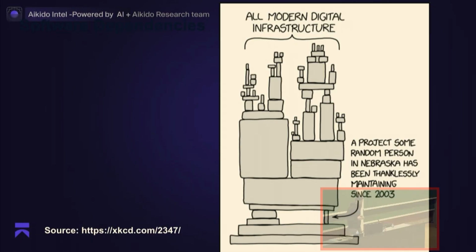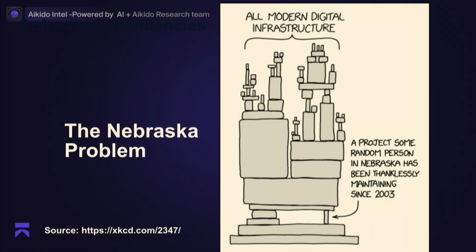This problem is also shown in this XKCD comic that most of you probably already know. So this is all modern digital infrastructure, and it all depends on this one small block there. That is a random project created by a person in Nebraska who is maintaining it since 2003, and who's not getting paid for it, who's not getting any credit. Nobody knows, but still the whole internet relies on that package working. There's quite a few examples of these. The XKCD is called the Nebraska problem.